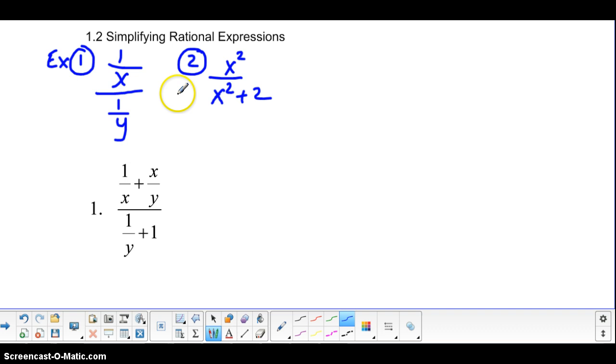And remember, a few things with fractions: the only time you can simplify the factors is if they are factors, not terms. So see problem number 2 here. We have x squared divided by x squared plus 2. So we cannot simplify these x squares because this is not being multiplied here. So this problem number 2 is as simple as it gets.